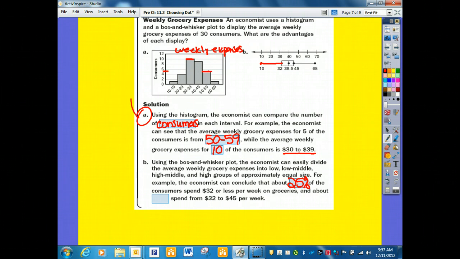How about what percent spend from 32 to 45? Now we have 32 to 45. What percent is that? 50%. 50%, because that contains the whole box. So 50%.